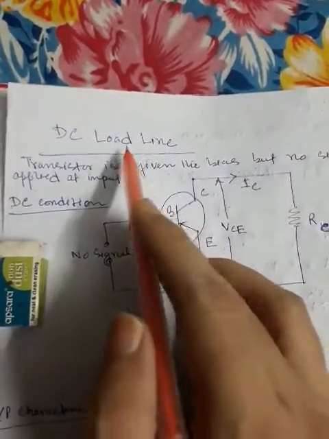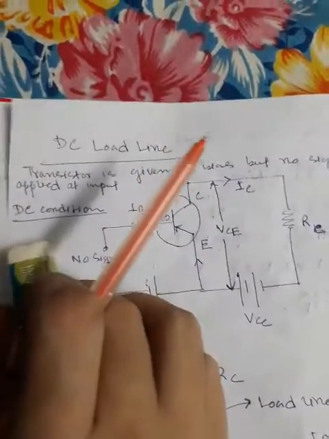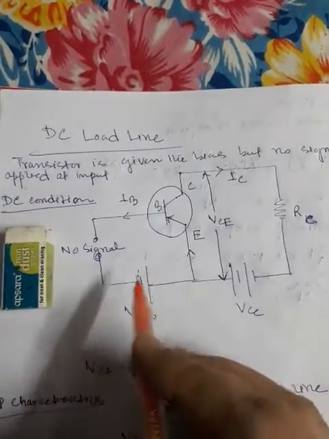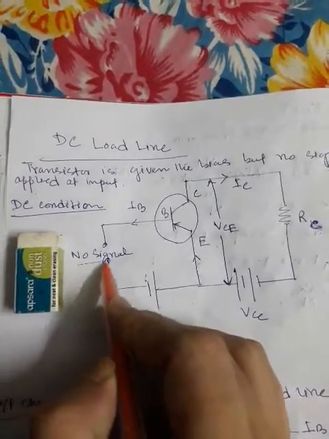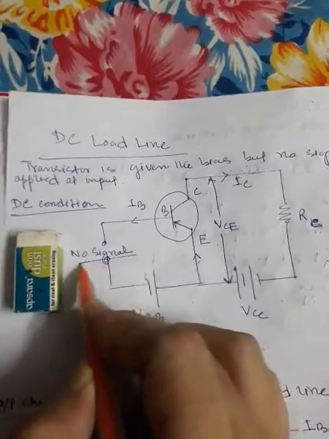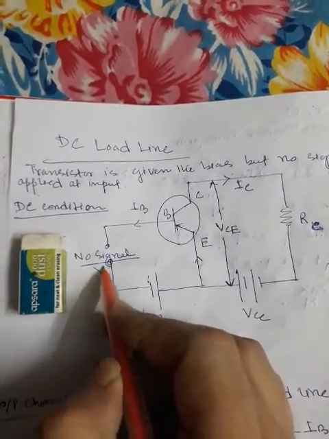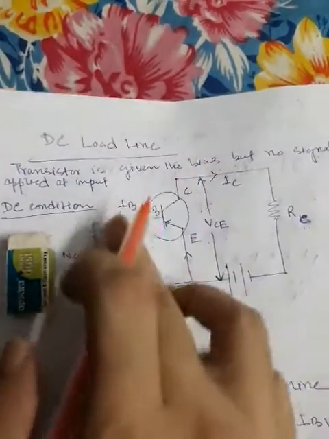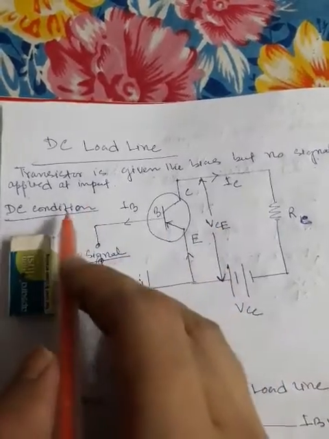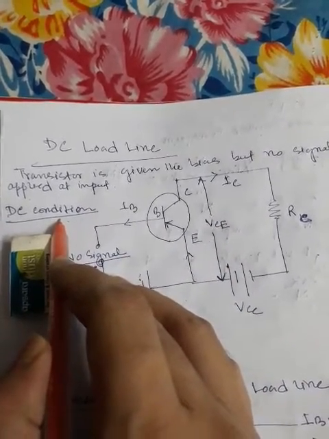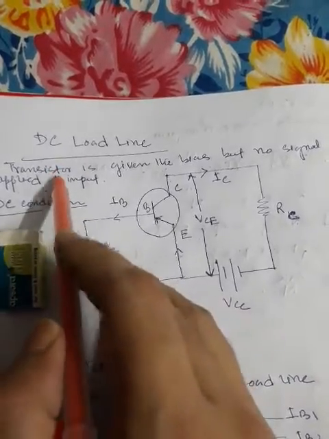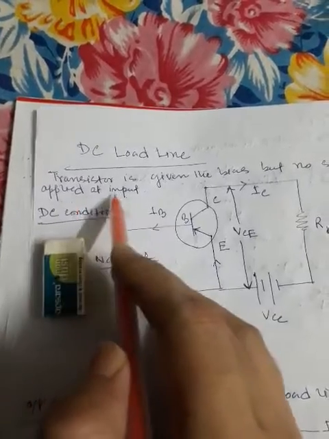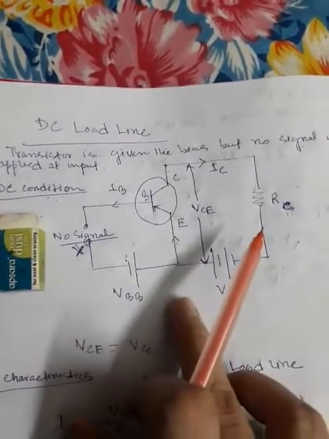Now, in order to study the DC load line in detail, we have drawn a transistor in common emitter configuration. In this case, we have not applied any signal at the input. That is, there is no signal at the input. So only DC conditions prevail in the circuit. So we say that the circuit is operating under DC condition. The transistor is given the bias, but no signal is applied at the input.